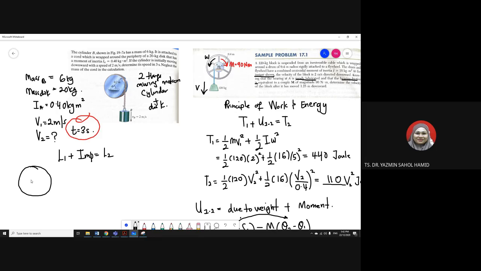This disc, of course, has a weight. The weight must be mg. What is m? m is 20. So 20 times 9.81 gives how much? Do you have a calculator?